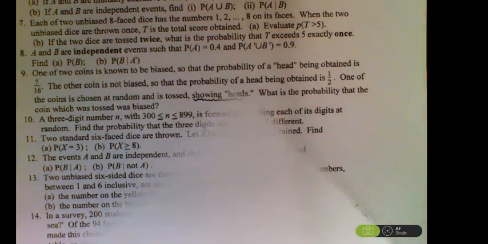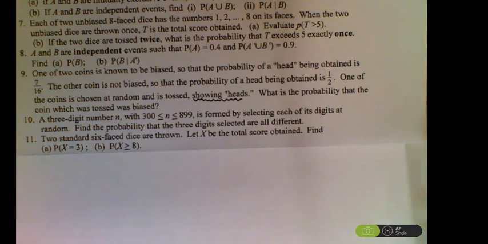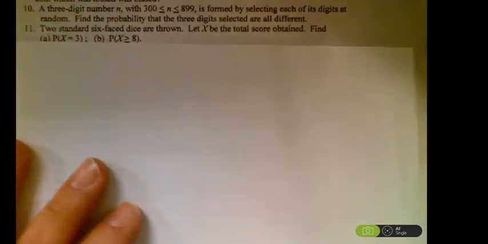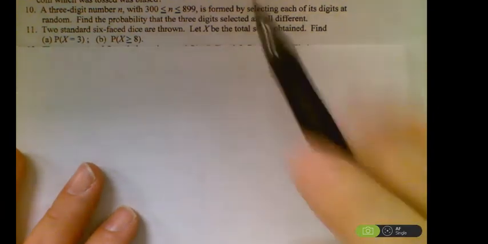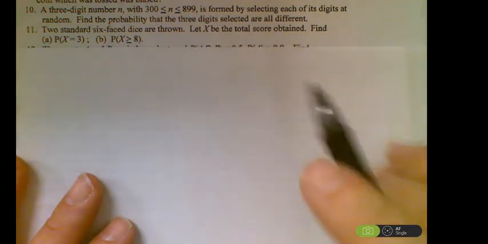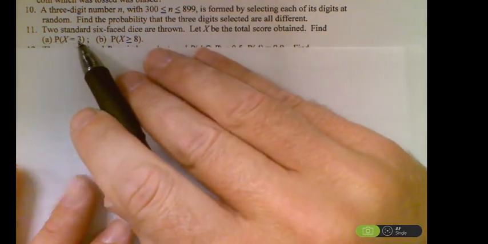All right, moving on. A few more. We're jumping down to number 11. Now we've got two standard 6-sided dice. Again, we're looking at a sum, as the probability of x is going to be a sum. So what's the probability that the sum is 3?